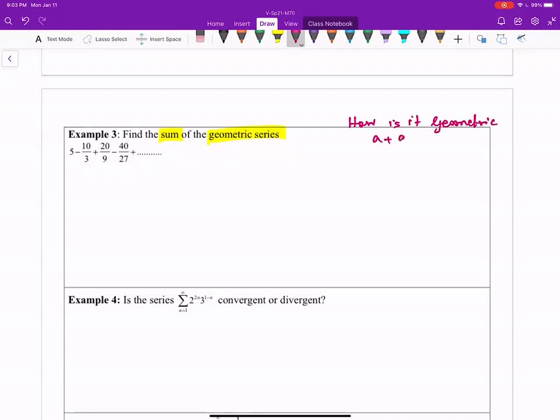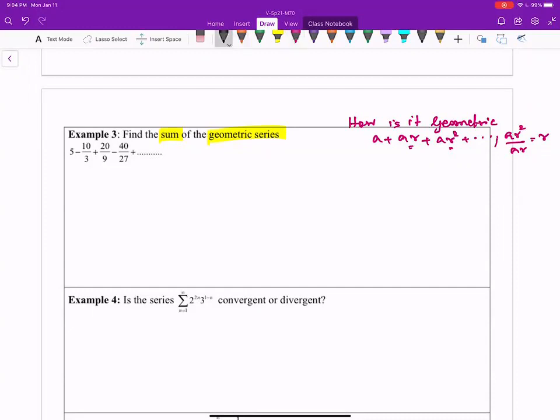You know that it is of the form a plus ar plus ar squared, etc. So if you divide any term by the previous term, you should get a common ratio. For example, ar squared divided by ar equals r. Same way, ar cubed divided by ar squared would give you r. So any term divided by the previous term should be the same throughout the series.